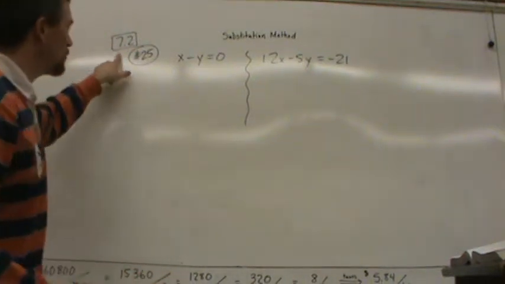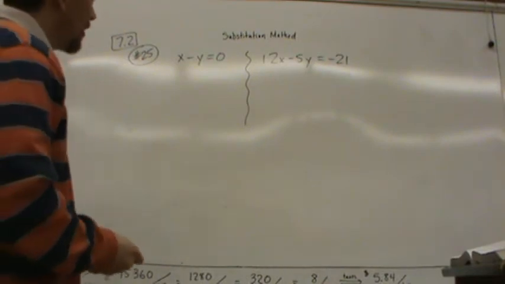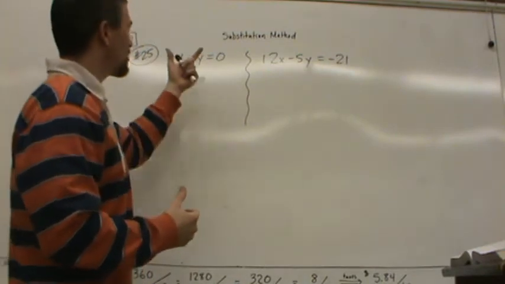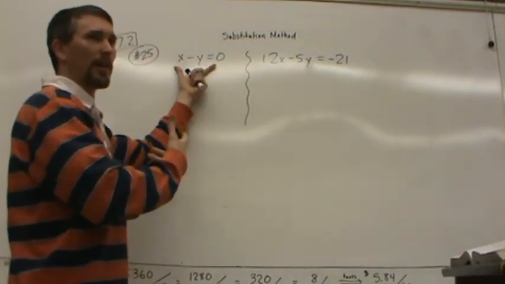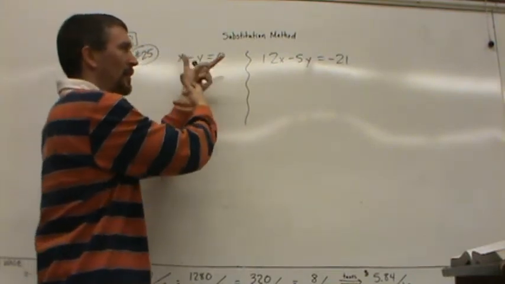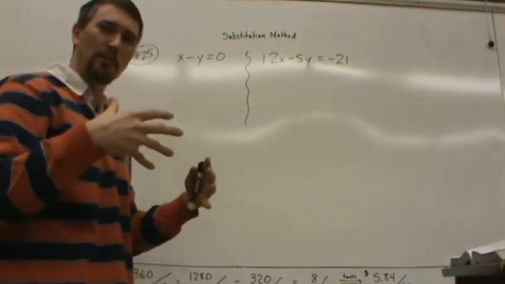Okay, 7.2, doing number 25. I'm jumping into a harder problem. We're using the substitution method, and what we have is an equation for a line. So here's one line, and here's another line. Two lines, and we're going to basically put them together.